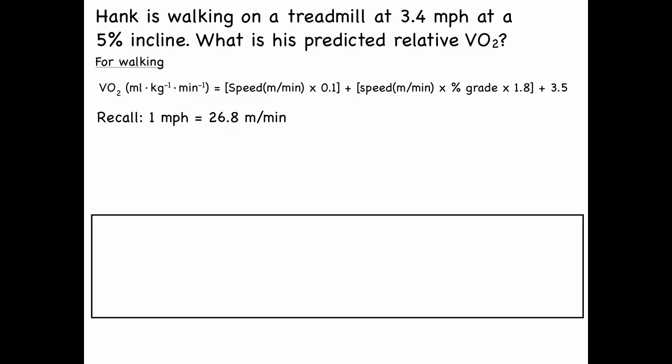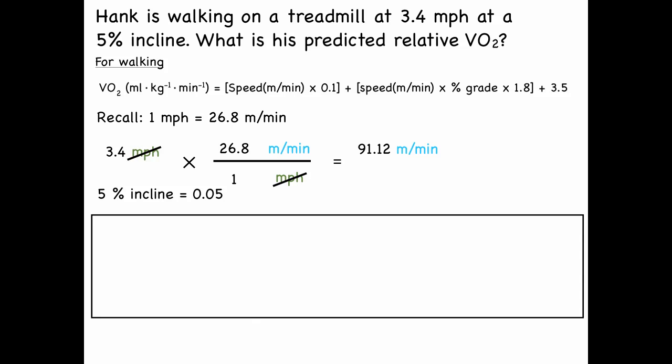So if you recall, I said earlier the conversion factor of 1 mile per hour is equal to 26.8 meters per minute. So I can set this up: 3.4 miles per hour. If I set up my conversion factors, miles per hour is in the numerator, so miles per hour goes in the denominator here, and I'm converting to meters per minute. There's 26.8 meters per minute per 1 mile per hour. Therefore, miles per hour cancels out. And if I multiply 3.4 times 26.8, I'm going to end up with 91.12 meters per minute. I'm also going to have to write my 5% incline as 0.05.